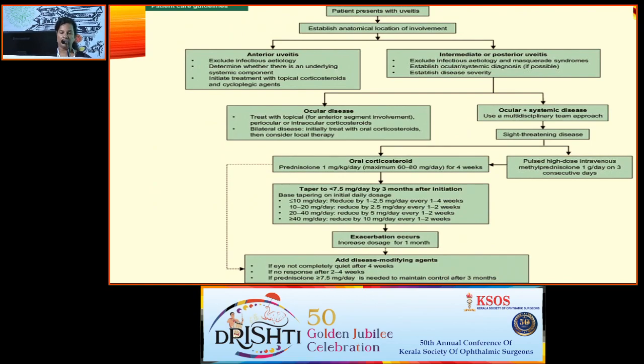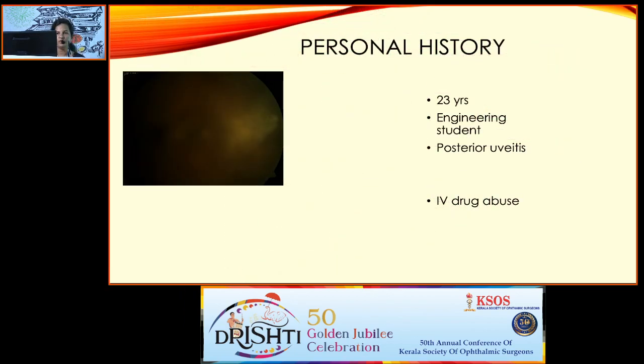After reaching the etiologic diagnosis, treatment depends upon the anatomic location, whether it is anterior, intermediate, or posterior, whether it is only ocular disease or if it is associated with any systemic illness, and whether it is infectious or non-infectious. I'll give you some examples.